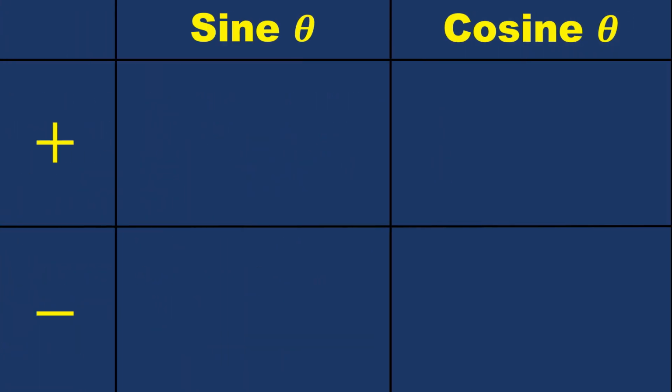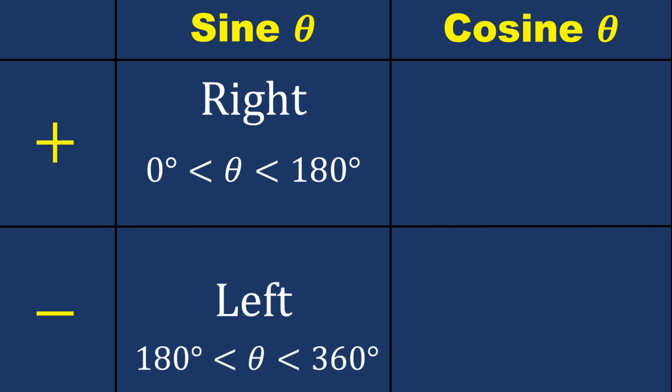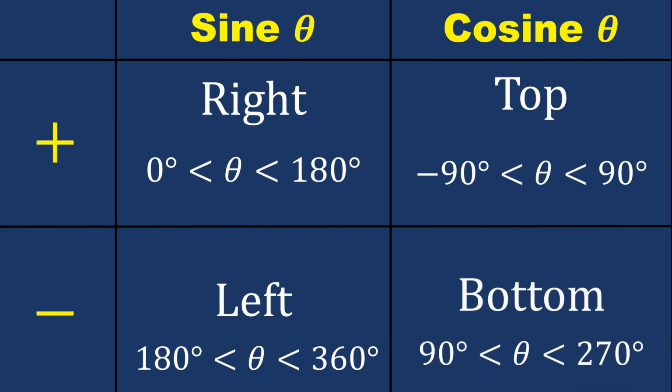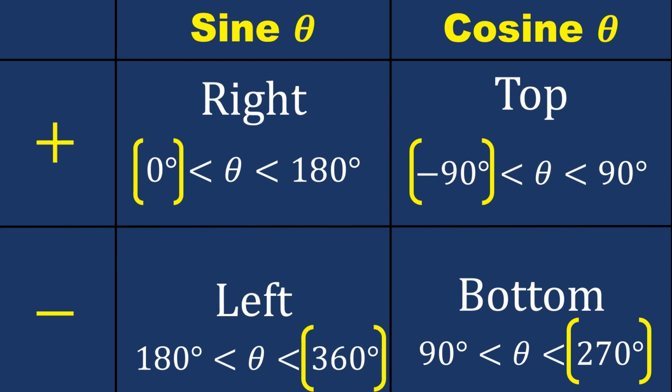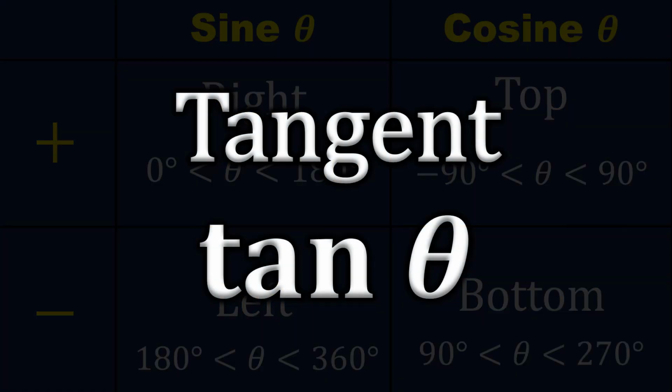Once again, sine is positive at the right side of the circle and negative at the left side, while cosine is positive at the top and negative at the bottom. Just to clarify, minus 90 degrees is another way of saying 270 degrees. The same way this is equal to 360 degrees. Next time, we will talk about yet another trigonometric ratio, tangent.